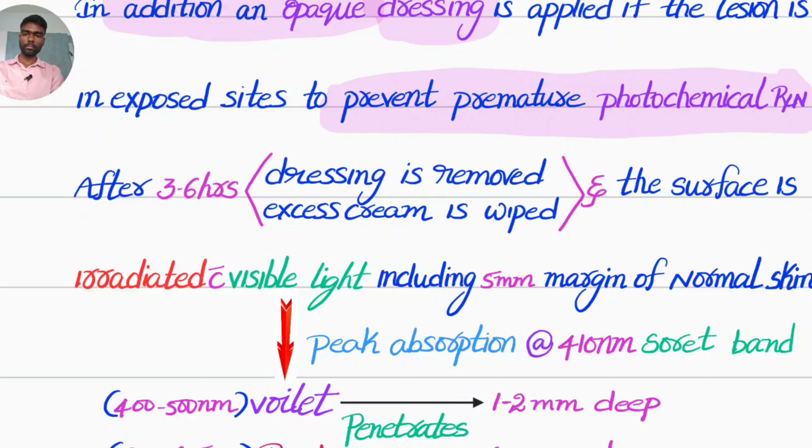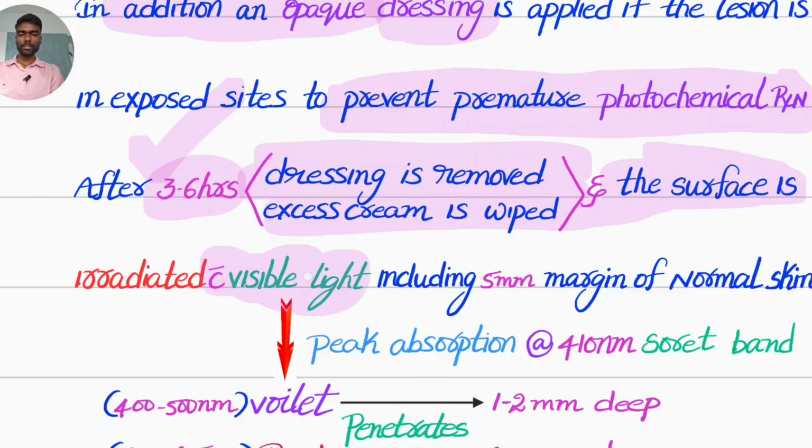We have to wait 3 to 6 hours. We all know very well the reason behind this waiting period: to get peak accumulation of protoporphyrin 9 in the cancer cell. After this waiting period, we will remove the dressing, remove the excess cream, and the surface is irradiated with visible light. This combination is deadly for the cancer cell: visible light and photosensitizer.